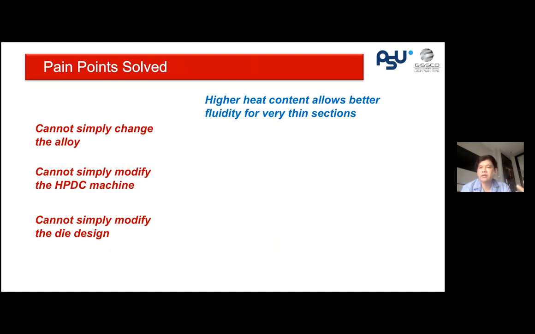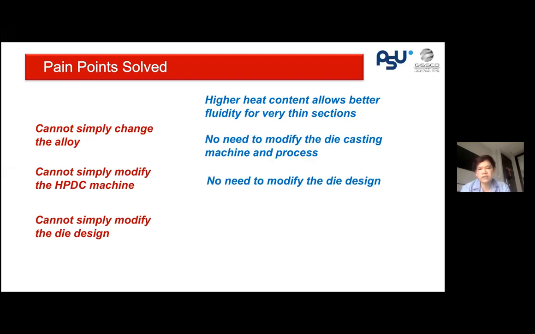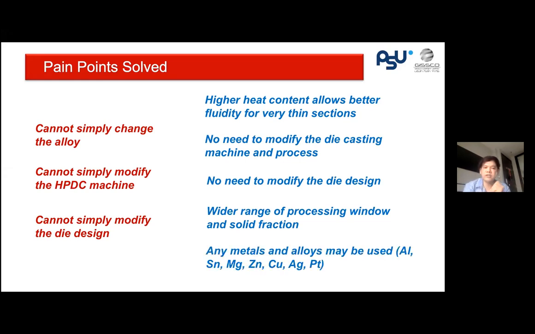So we have higher heat content. That's why we can fill very thin sections. We don't need to modify the die casting machine process, we don't need to modify the die design, and we can use any wide solid fraction range, from milk to milkshake or even ice cream. One of the key points is that we are dealing with a kinetic process, not thermodynamics. We can use any metals, even pure aluminum, eutectic aluminum, or wrought alloys, with this concept.